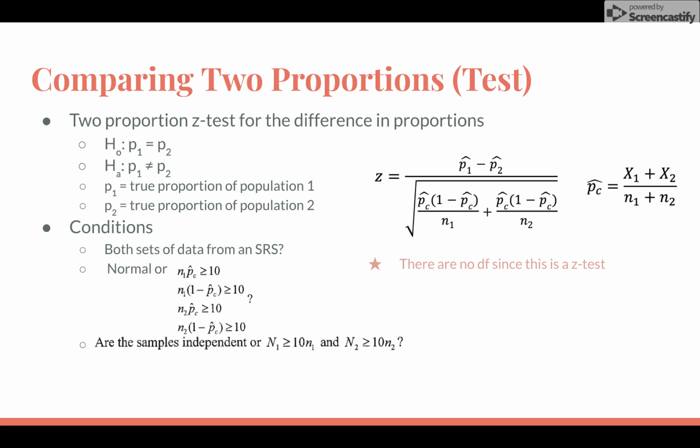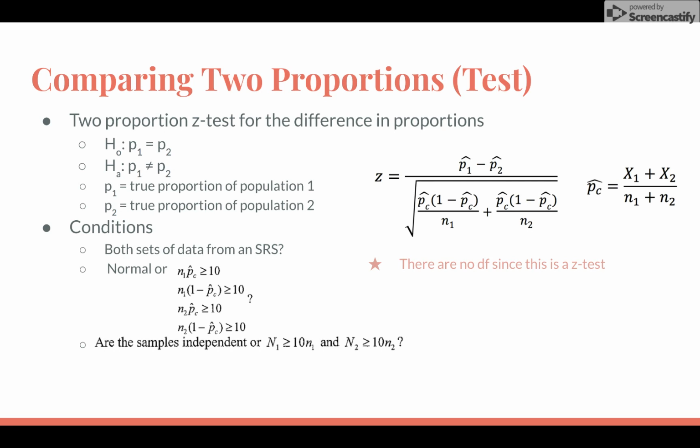And then you'd have to state your conditions. So both sets of data of the populations, of the proportions, must be from an SRS, and both sets of data need to be normal, or you can see all the equations that you can check are normal. They must be greater than or equal to 10. And then all the samples must also be independent, or the populations must be greater than or equal to 10 times the sample size for both samples.